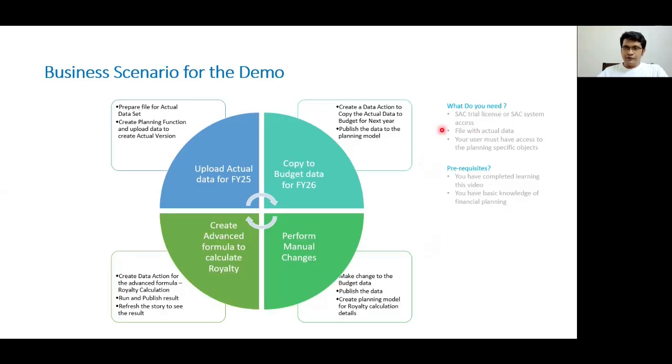Next, you need the file with the actual data, so the setup file that you need. The third is that your user must have access to the planning specific object. When you have one SSC system, it is not necessary that you have access to the planning model, as it comes with a different license. So make sure that you have that access if you're using your own system. Otherwise, if you're using the trial license, then it will come with all the planning capability by default.